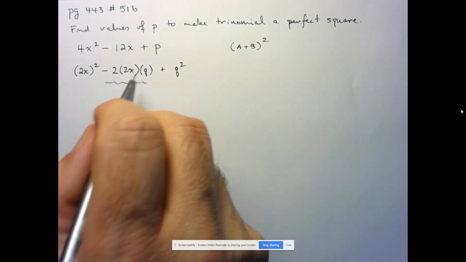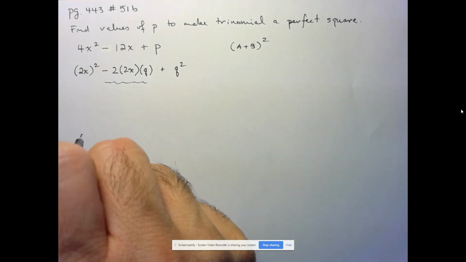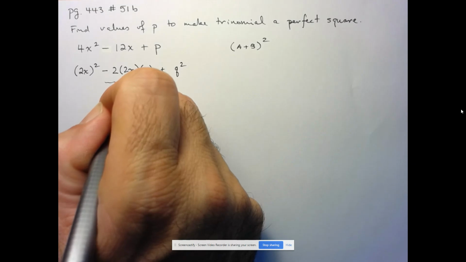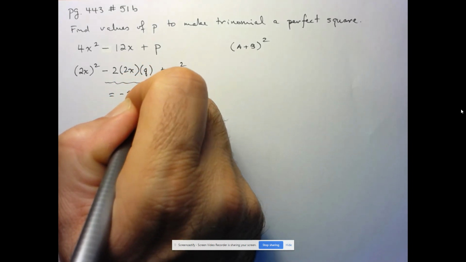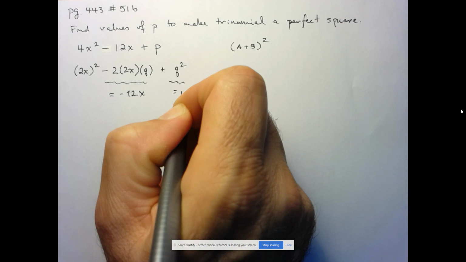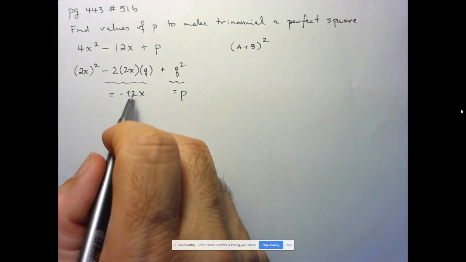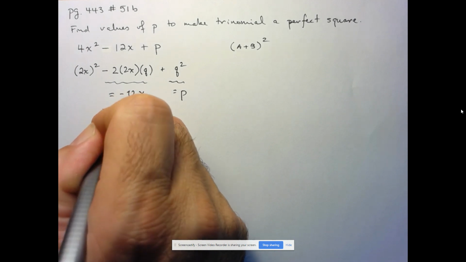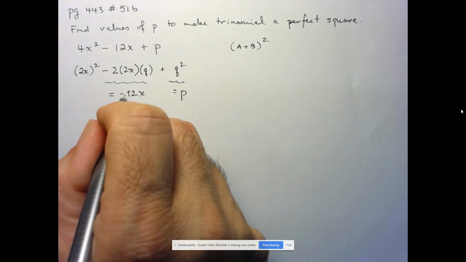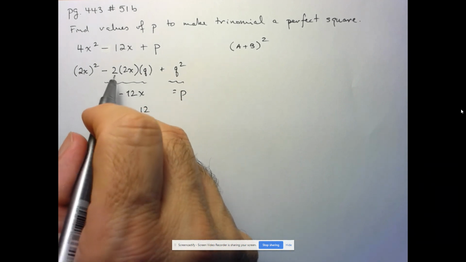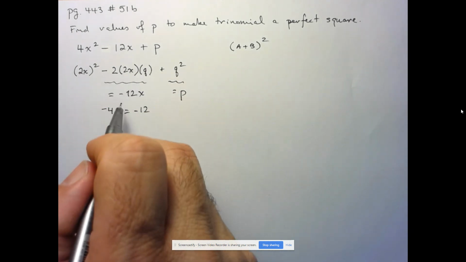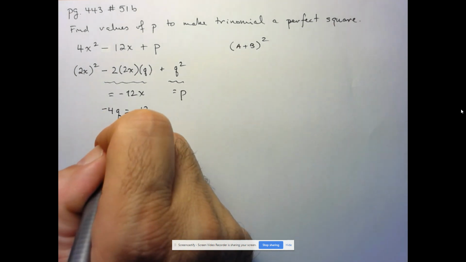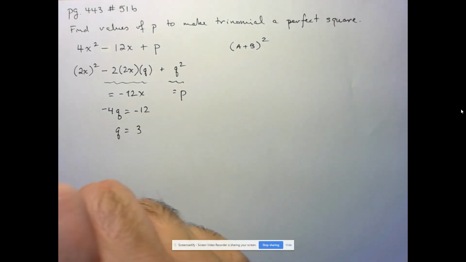So from the middle term, it tells us that this needs to be equal to negative 12x. Okay, and this here needs to be equal to my p. Okay, so here the x is already there, so that tells me that negative 4 times q has to be equal to negative 12 because I need the coefficients from this expression to be equal to the coefficient here, which is negative 12. So that means q has to be equal to 3.